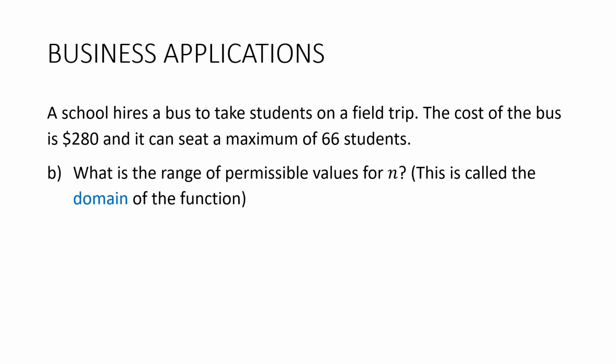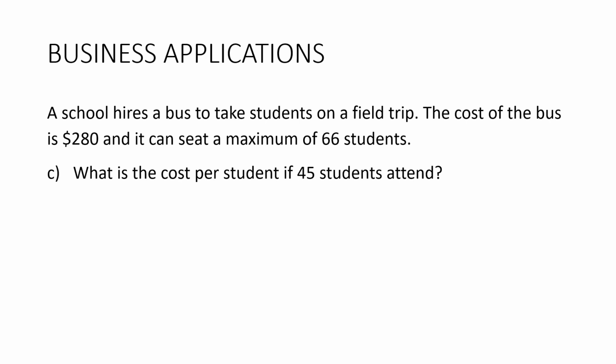B, what is the range of permissible values for n? Now this is actually called the domain of the function, but we're going to go into that later when we study functions. So this just means, in real life, what range can n have? Can't be more than 66, can it? And it can't be negative. So it's in between 0 and 66. It's arguable whether you would include 0. Is there any point taking 0 students on an excursion? So I've left it out.